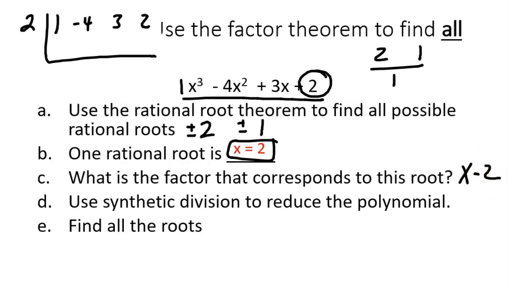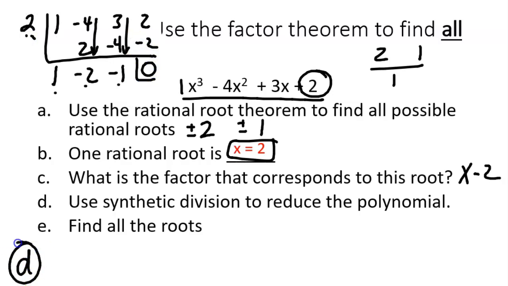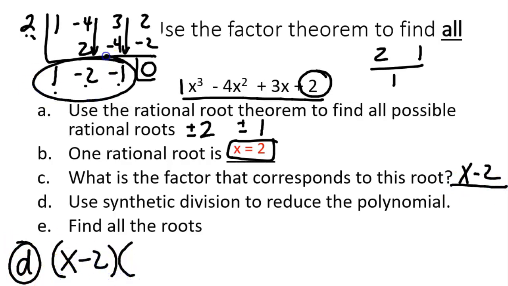All right, so bring down your 1, multiply, combine down, multiply, combine down, multiply. Should end up with 0. If you don't, something is wrong. So the answer to part D then will be our factor times the result.